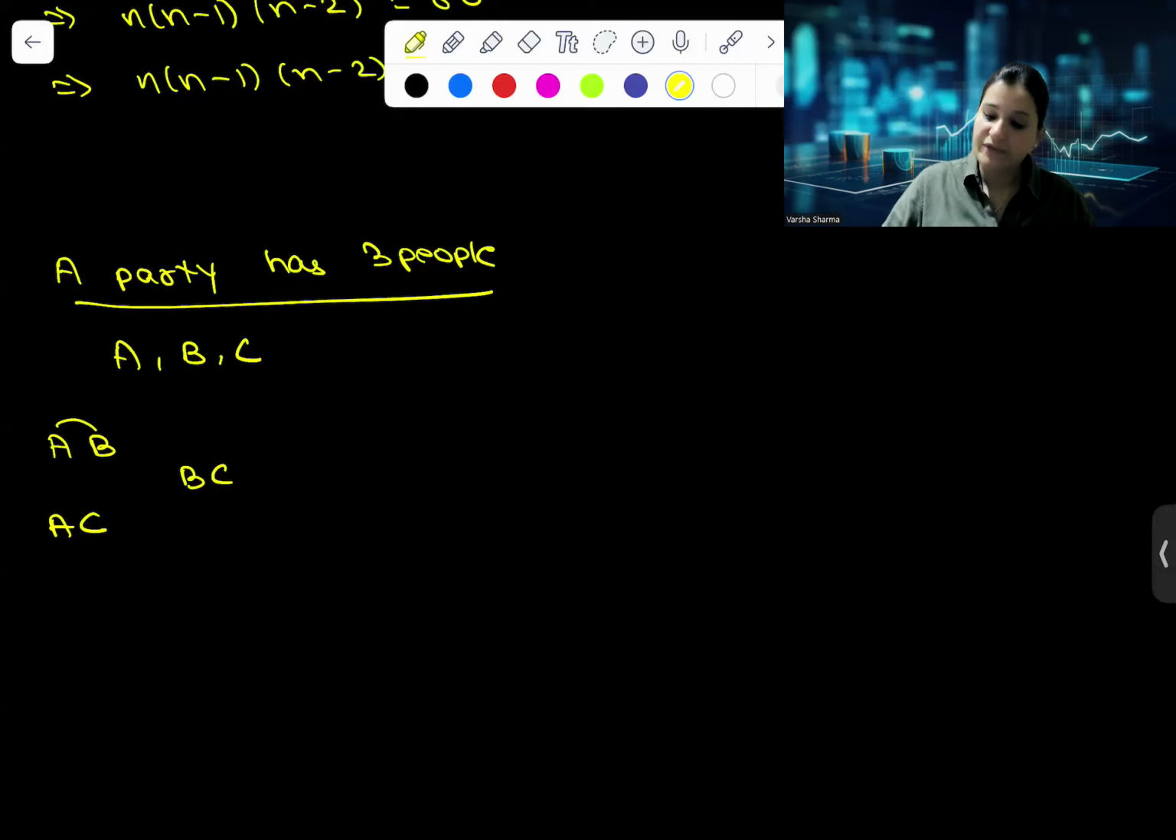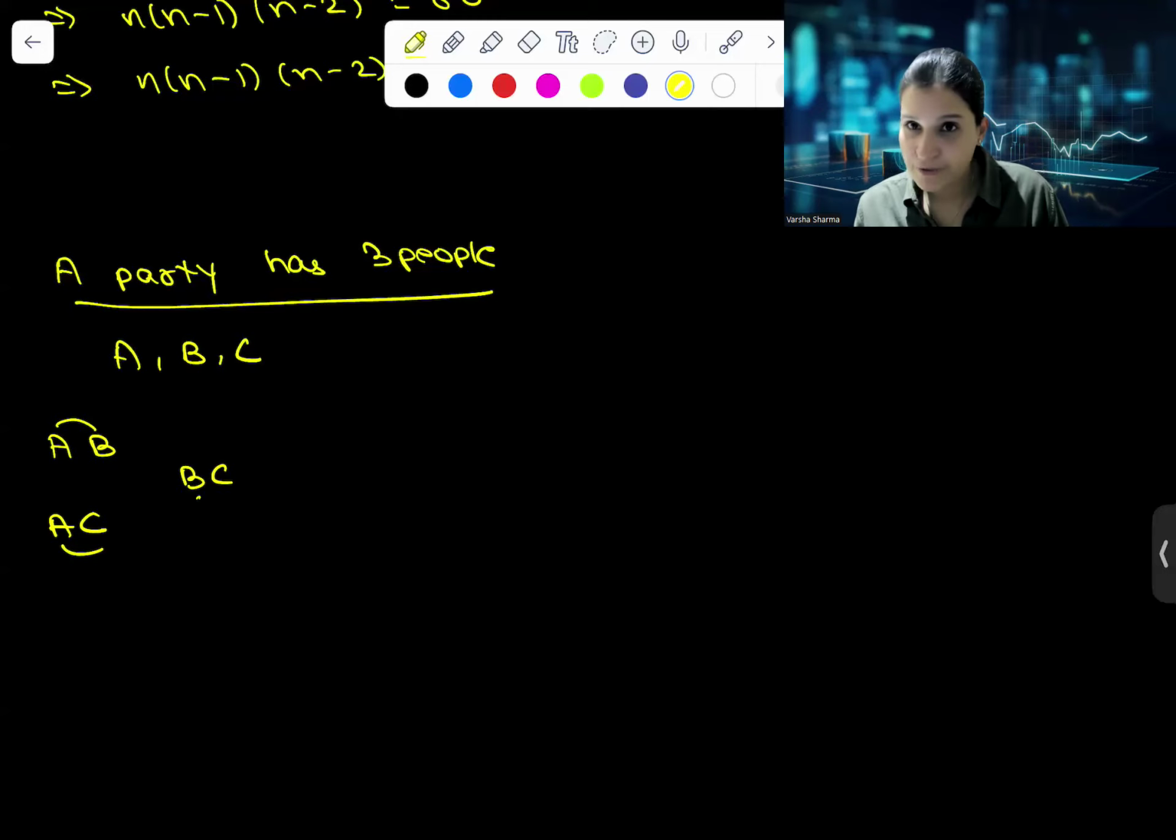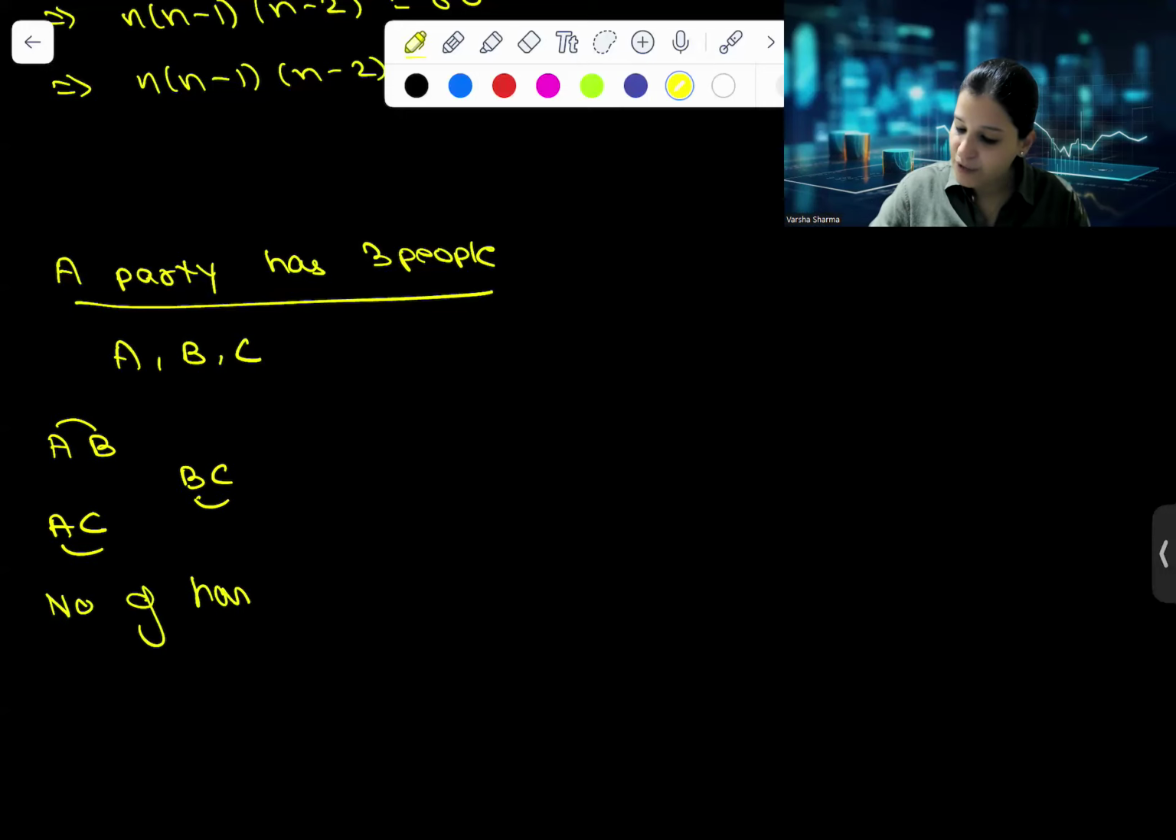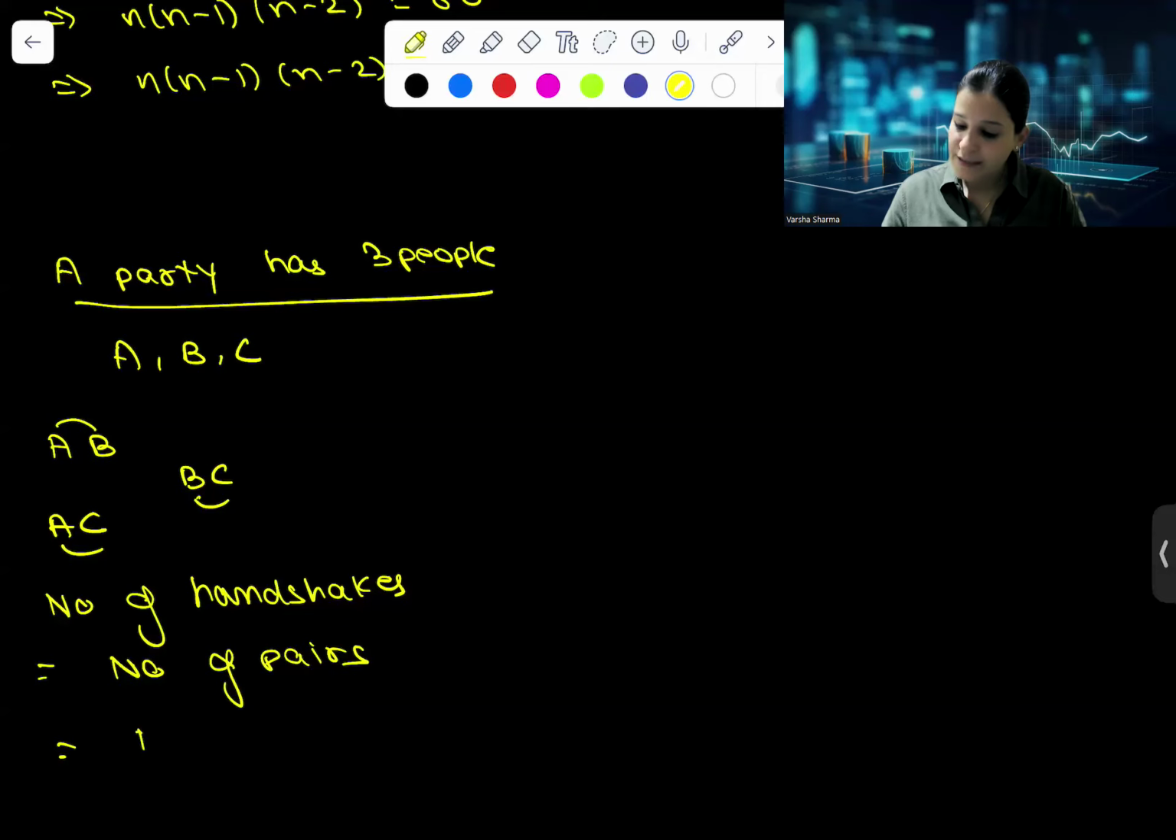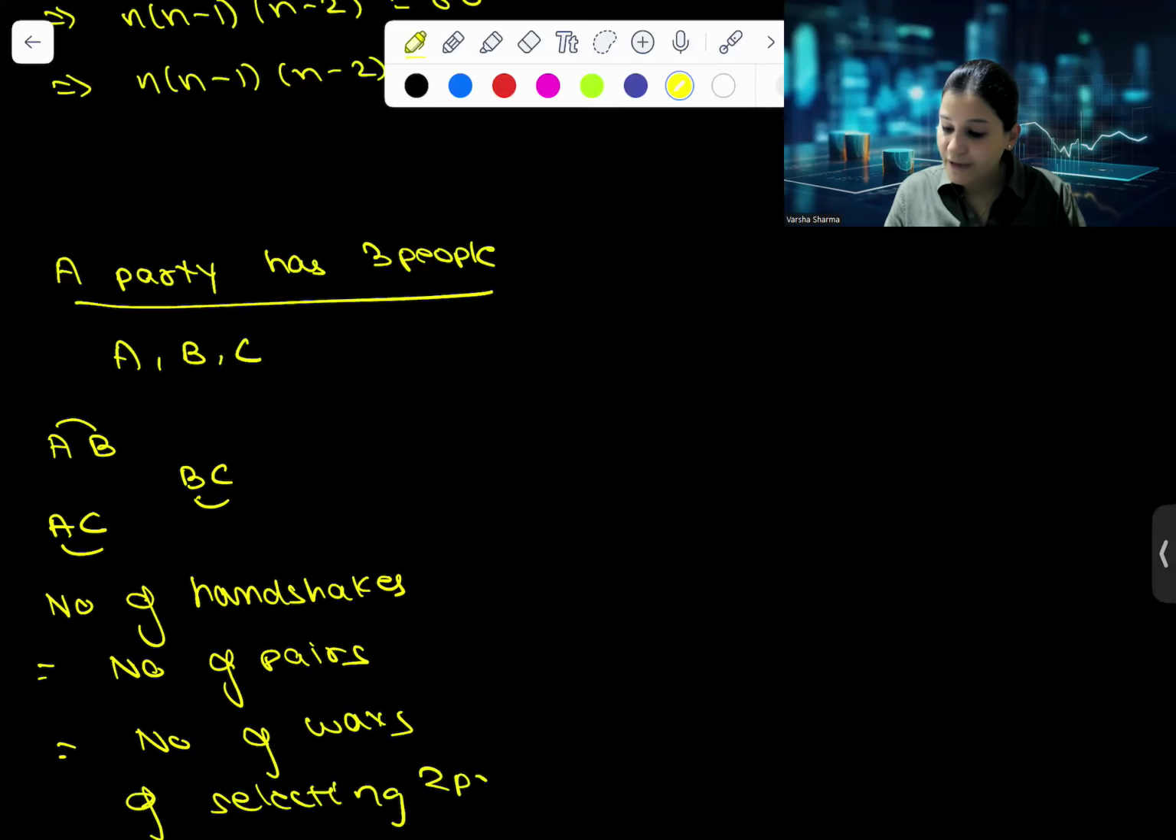So between A and B, there will be one handshake. Between A and C, there will be one handshake. Between B and C, there will be one handshake, right? So in total, in a party of three people, there will be three handshakes. So instead of counting the number of handshakes, I can also say that it is the same as the number of pairs. It is the same as the number of ways of selecting two people. So how many people did we have in total?